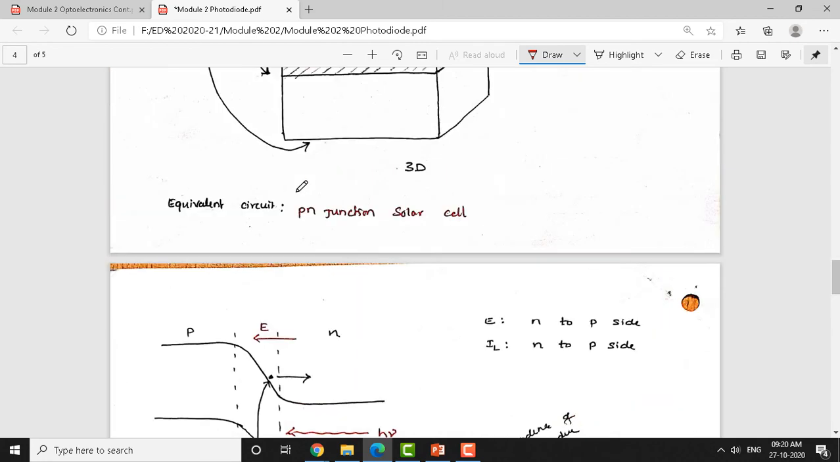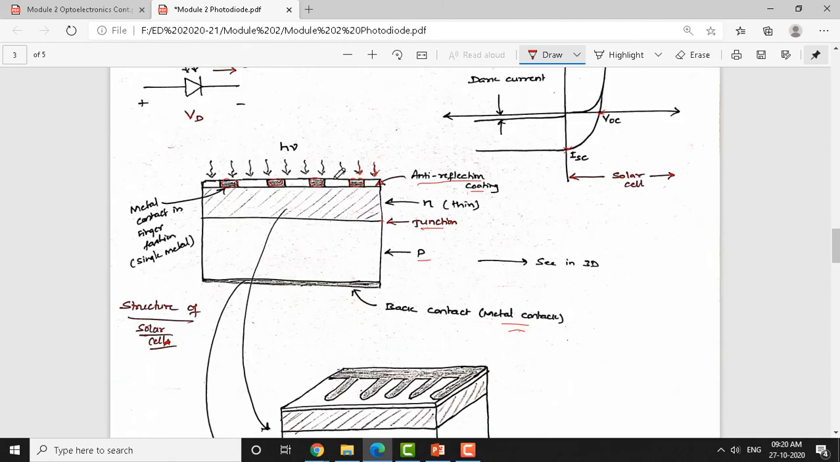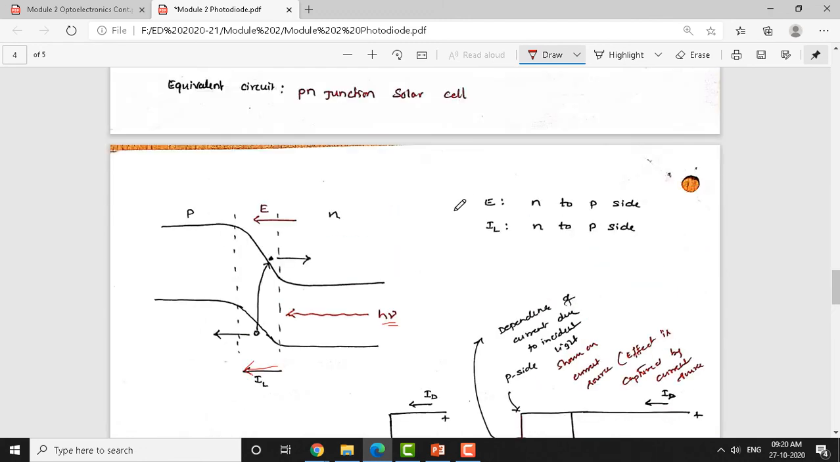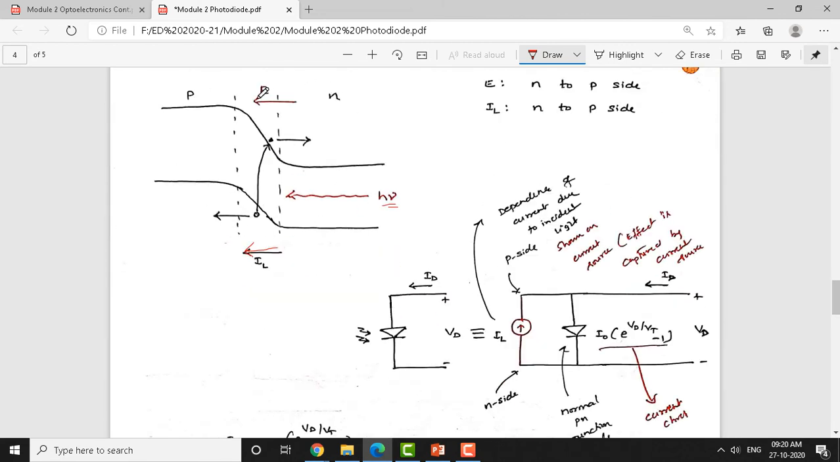When the light is made to fall on the solar cell, what is going to happen? It creates electron-hole pairs, and the field already exists in equilibrium. That field moves electrons to the n side and holes to the p side, and it results in a current called the light current IL that flows from the n side to the p side. This is the direction of current IL flowing from the n side to the p side due to the incident light h nu. The electric field exists from n to p, and there is a current movement also from n to p side. Okay. So, this is the energy band diagram of the solar cell.